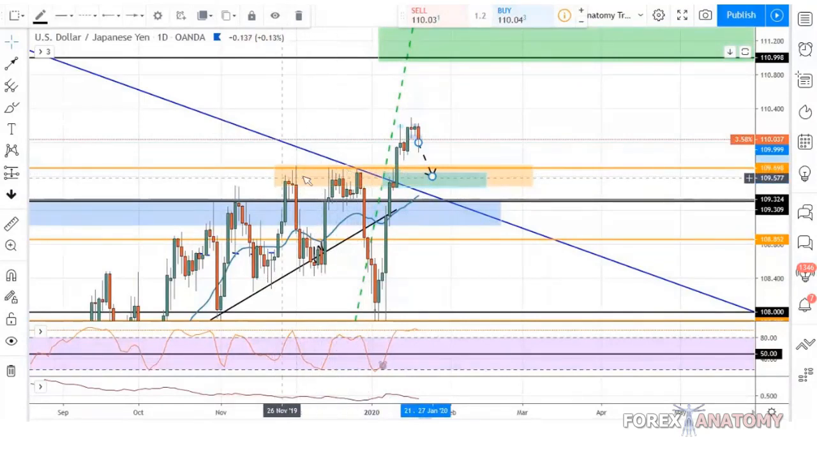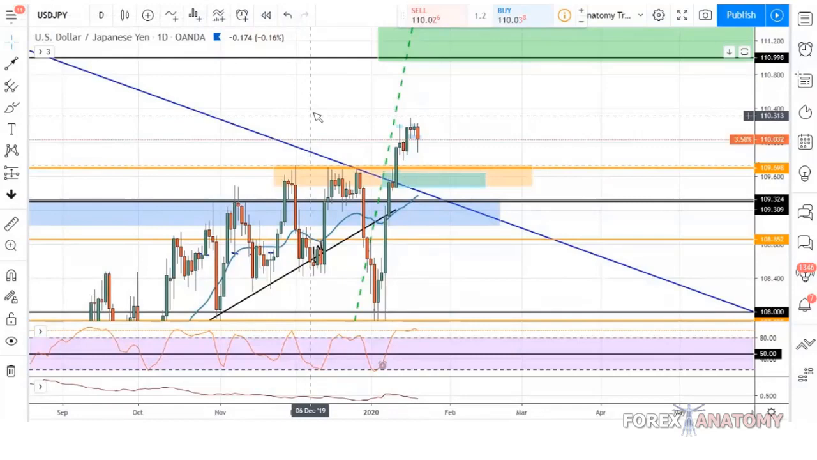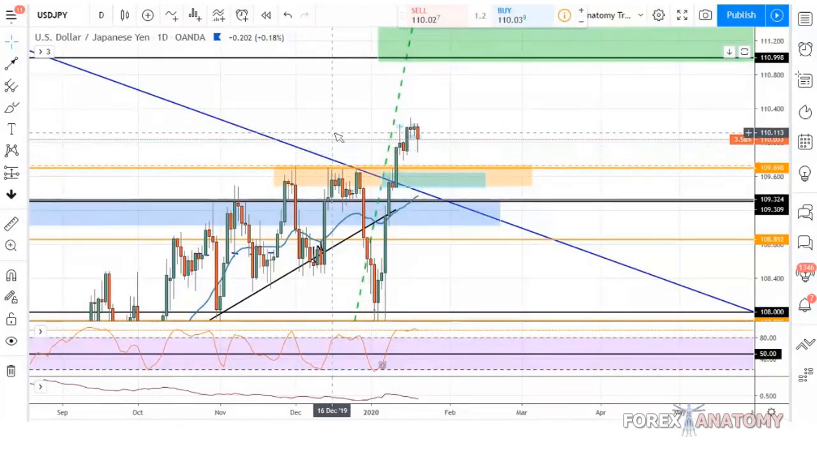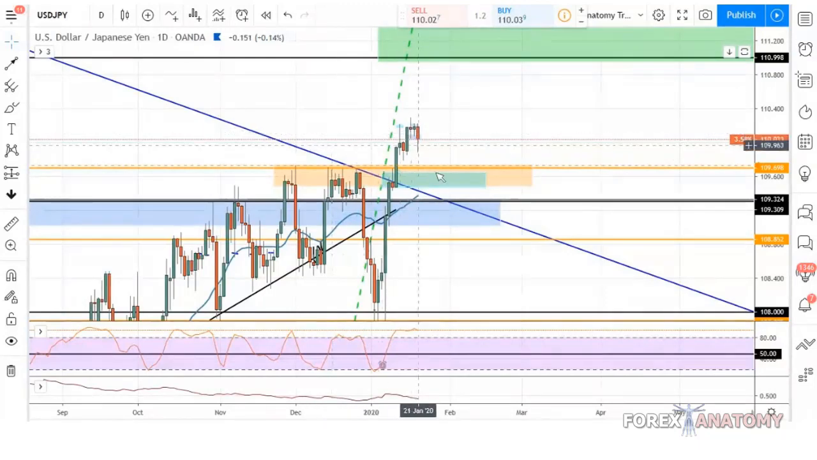What was once resistance is now support. So there's a possibility for us to see price rebound and bounce from this area. We always have to keep that in mind when looking at our particular pairs. But it doesn't mean that we can't exploit an opportunity within this area or even trade this correction. Remember, guys, this is the daily chart. So there may be an opportunity for us to trade this correction.